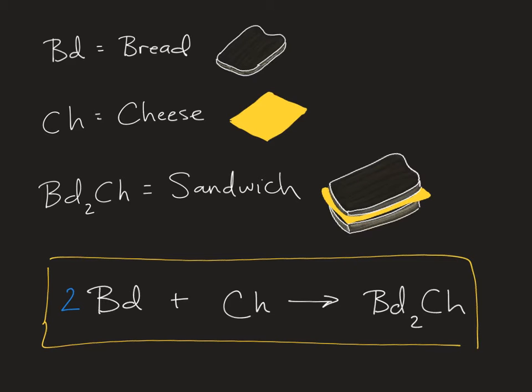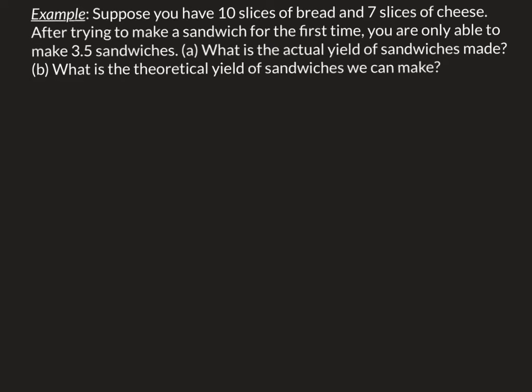Okay, as always, I love to start off with an analogy because I want to make sure that we move into this seamlessly. So I'm taking last week's example of the grilled cheese. Just like last week, BD stands for bread, CH stands for cheese, BD2CH, that's our formula for a sandwich. Here's our recipe for a sandwich, or our chemical equation for a sandwich. We need 2 slices of bread for every slice of cheese to make one sandwich. All right, now, here's our first example.